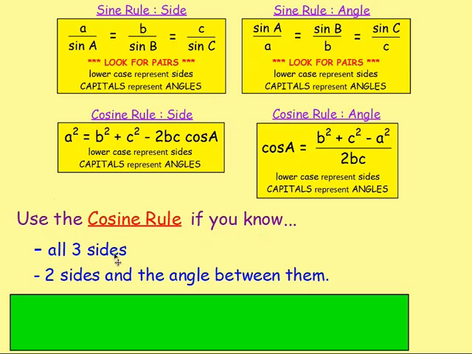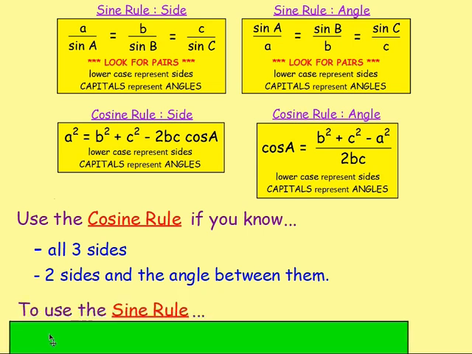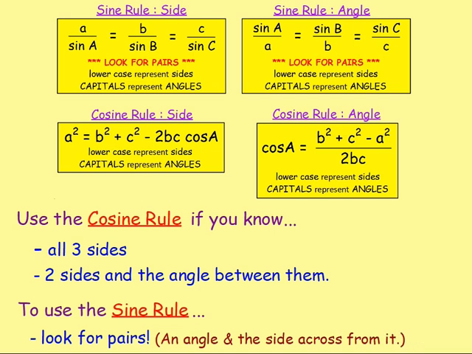So use the cosine rule if you know all three sides, or if you know two sides and the angle between them. And if it's not the cosine rule, it has to be the sine rule. It does have to be the sine rule, yes, well done. And for the sine rule, what do you always look for? That's when you look for pairs. It is indeed. You look for pairs, which again, it's the angle and the side across from it.